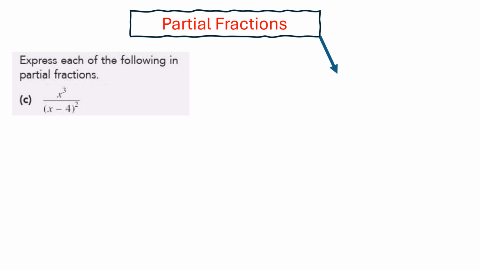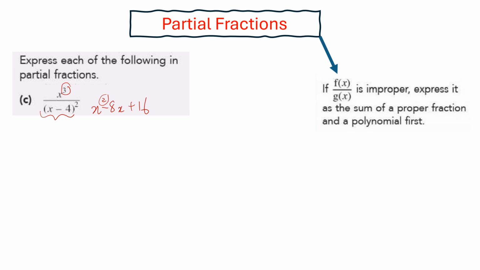Basically, if you just look at the degree of the numerator, it is 3, and if you were to expand this guy out, you will have x squared minus 8x plus 16, where the degree is 2. So when the degree of the numerator is more than the degree of the denominator, this is called an improper fraction. Therefore, we have to use long division to break it up into a sum of a proper fraction and a polynomial. Okay, right, so we're going to use long division.